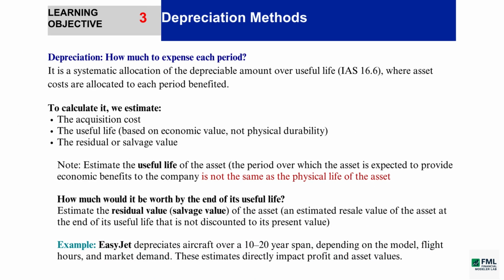After capitalization, we move on to depreciation, how we spread the asset's cost over its useful life. How much to expense each period. So, depreciation is a systematic allocation of the depreciable amount over the useful life, IAS 16.6, where asset costs are allocated to each period benefited. To calculate it, we estimate the acquisition cost, the useful life, based on economic value, not physical durability. The residual or salvage value.